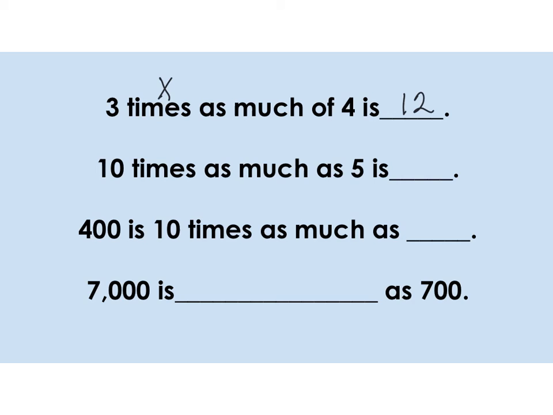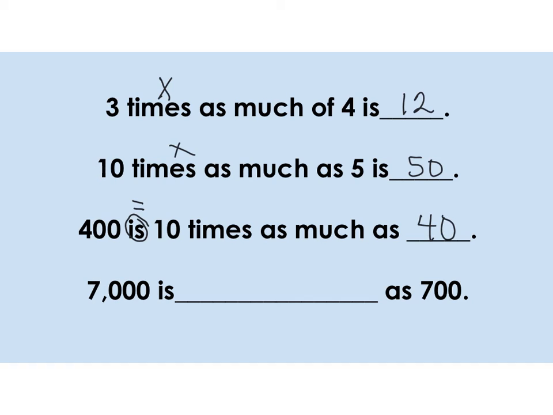On this next line, we have 10 times as much as 5 is what? Okay, so 10 times 5 would be what? 50. Okay, let's look at this next one. When I see the word is here, I'd like to think of an equal sign. So 400 is 10 times as much as 40.